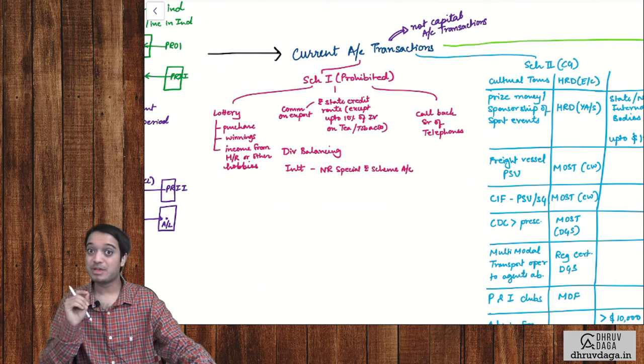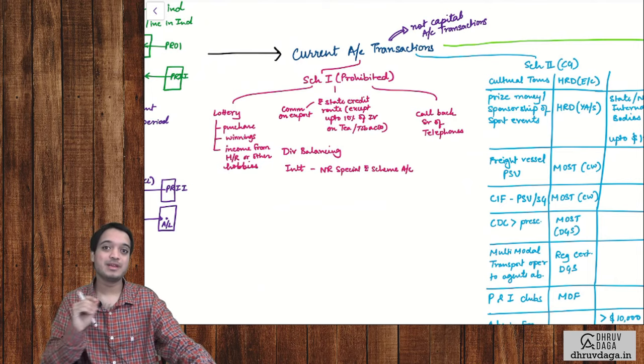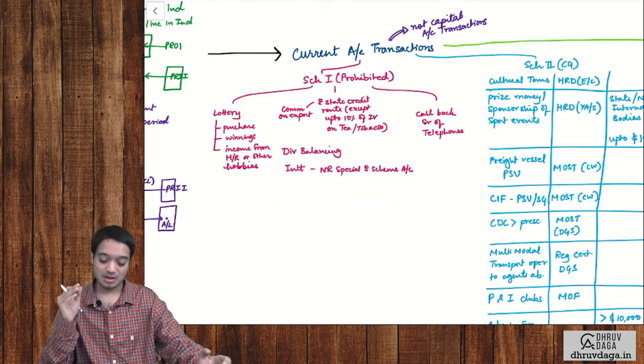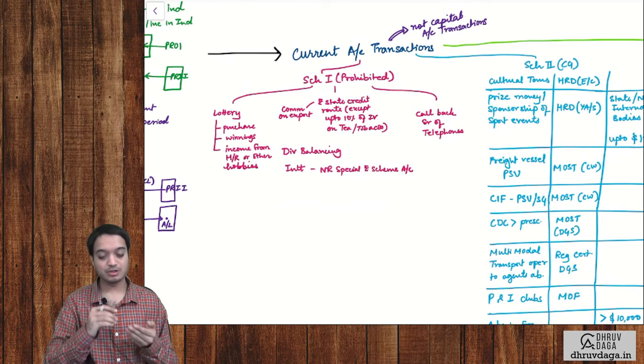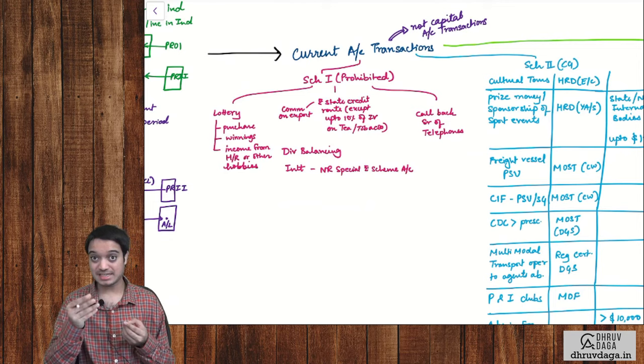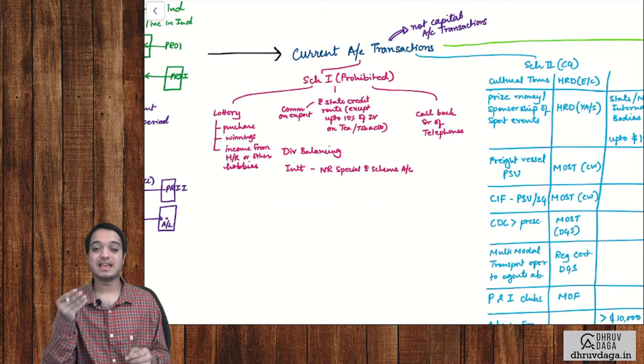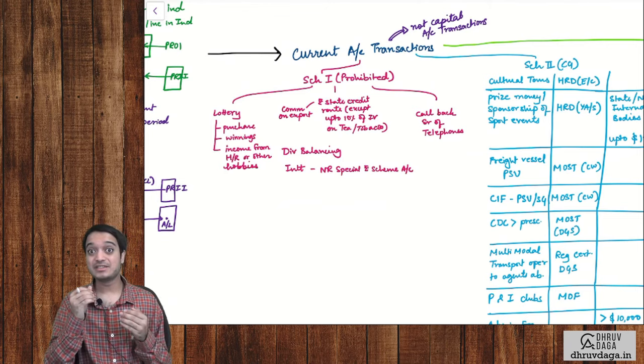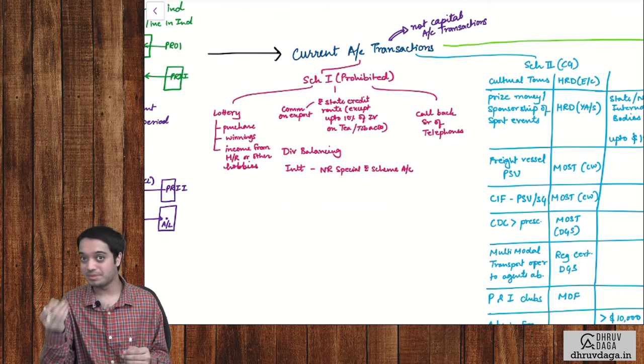Schedule 1 is prohibited current account transactions. Aap kuch bhi kar lijiye, kisi se bhi permission le lijiye. These transactions are not going to be allowed. Prohibited current account transactions I have divided into three categories. One is lottery. So this includes lottery tickets purchase, then winnings from lottery. No remittance can be allowed from sweepstakes, from football pools, banned prescribed magazines. All of these you cannot remit your winnings out of the country. And winnings from horse races or other hobbies.